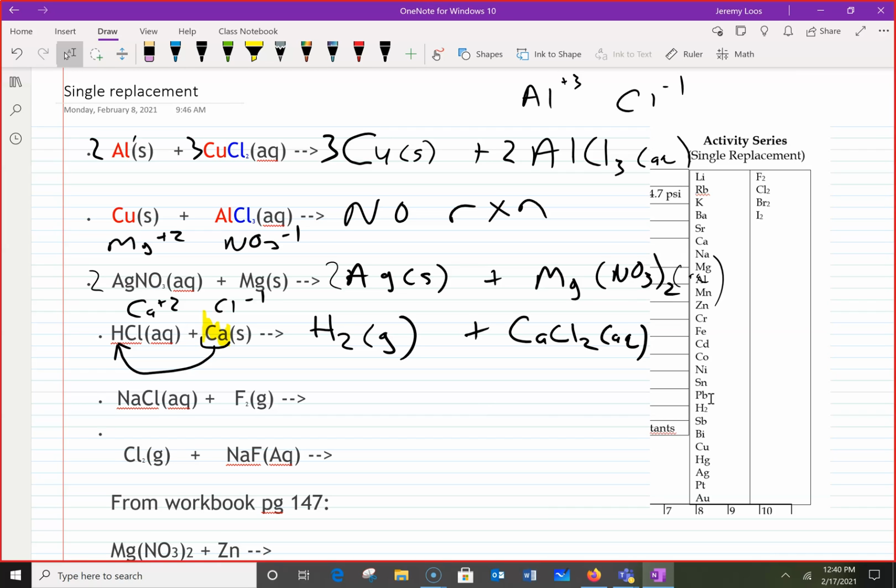And then, the second step is always to balance. If I put a 2 here, that's going to balance it because there's going to be 2 hydrogens, 2 chlorines. Questions about that?